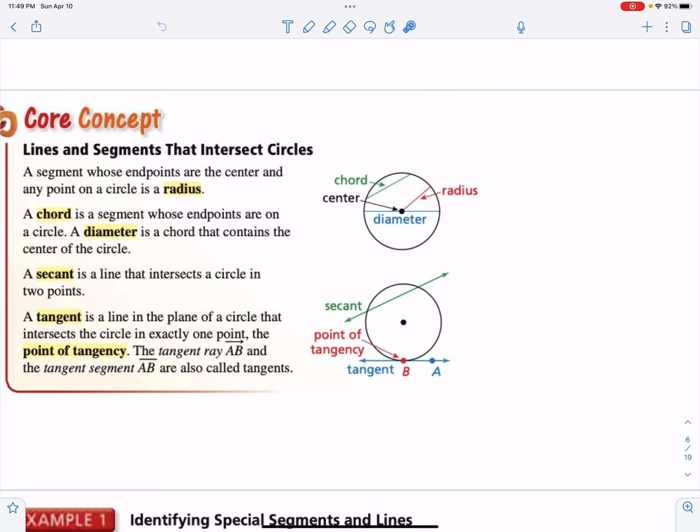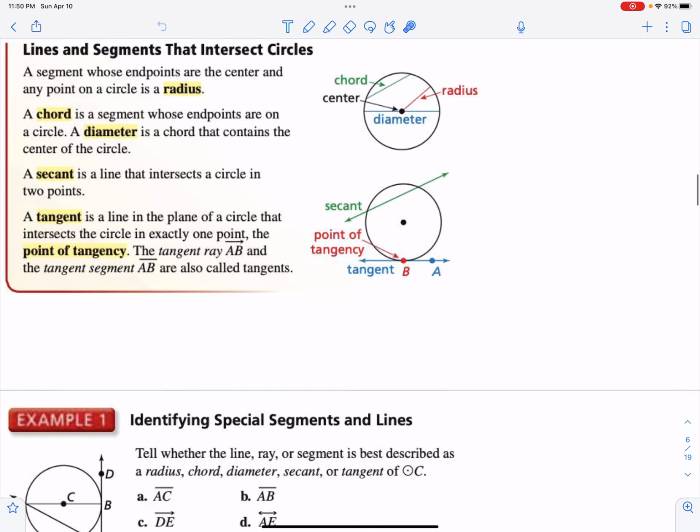The new line that we don't know is called the secant. So a secant is just kind of a continuation of a chord. It's going to cut outside the circle. And then this last one, that becomes very useful when you get to trig classes, especially in calculus, is called a tangent line. A tangent line intersects a circle at just one point. That point where it intersects can be called the point of tangency.